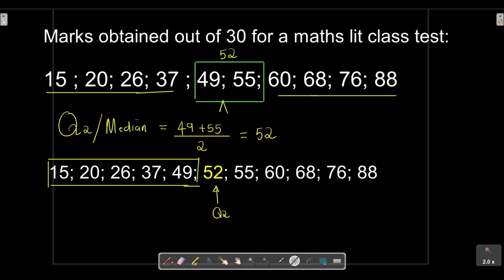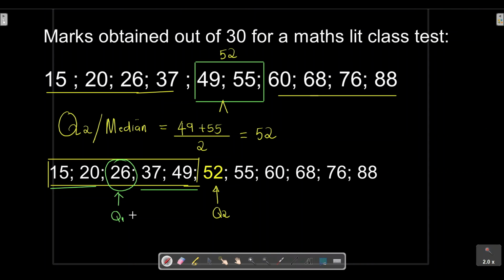Do you see that that value is equal to 26? Because on the left side of 26, if we're just looking at the highlighted data set, we've got two values, and on the right side of 26, in the part I've highlighted in yellow, we only have two values. So here we can see that our Q1 is equal to 26.